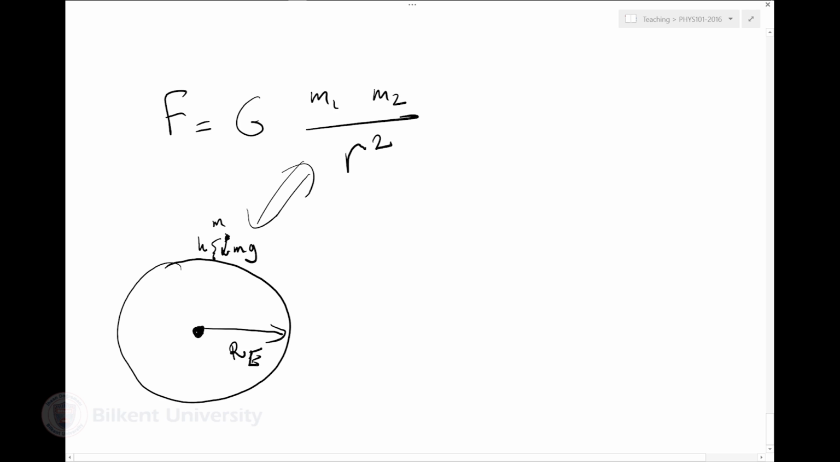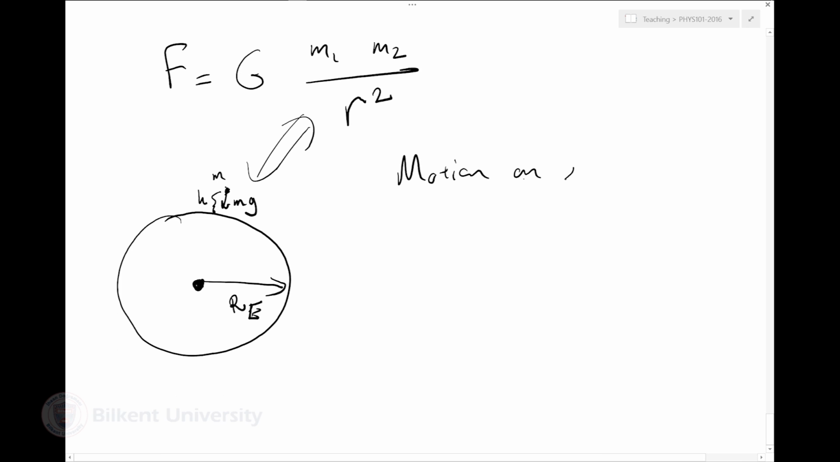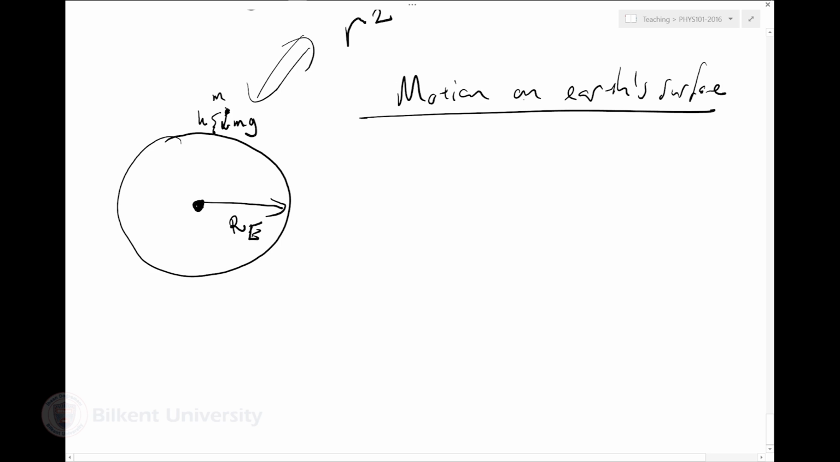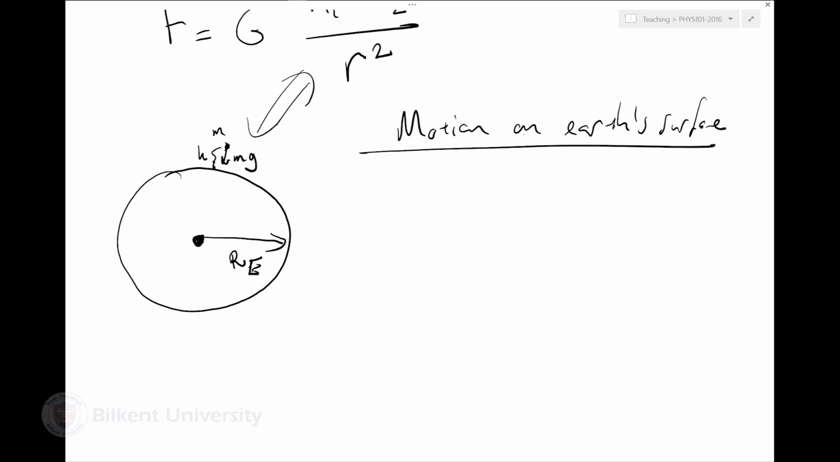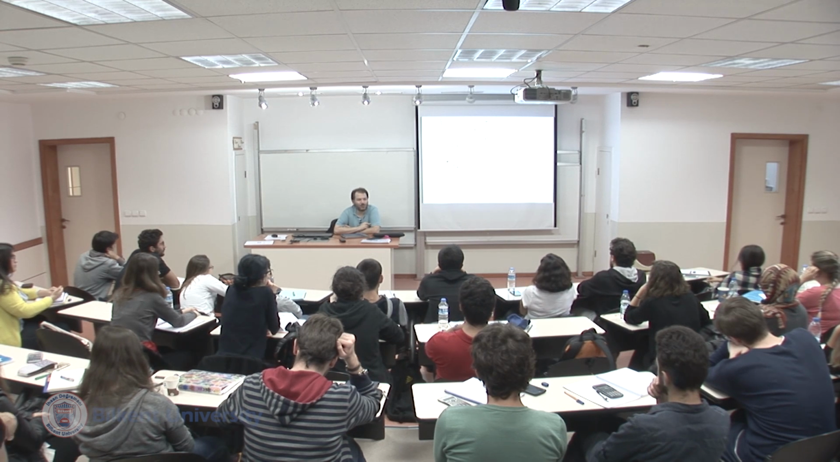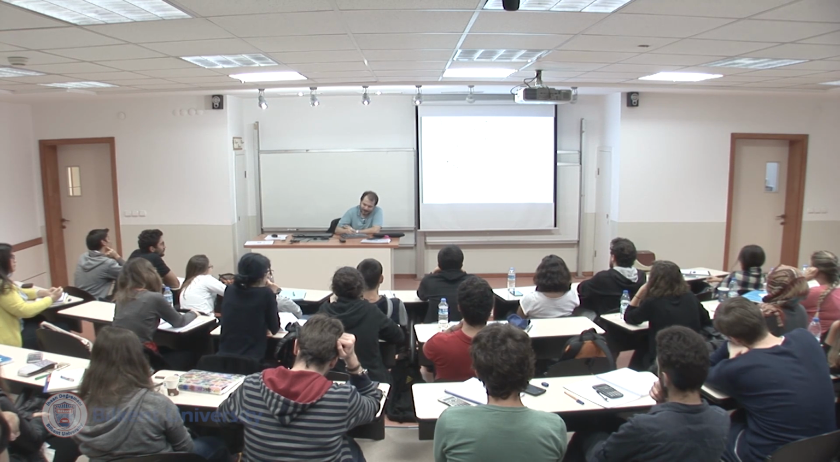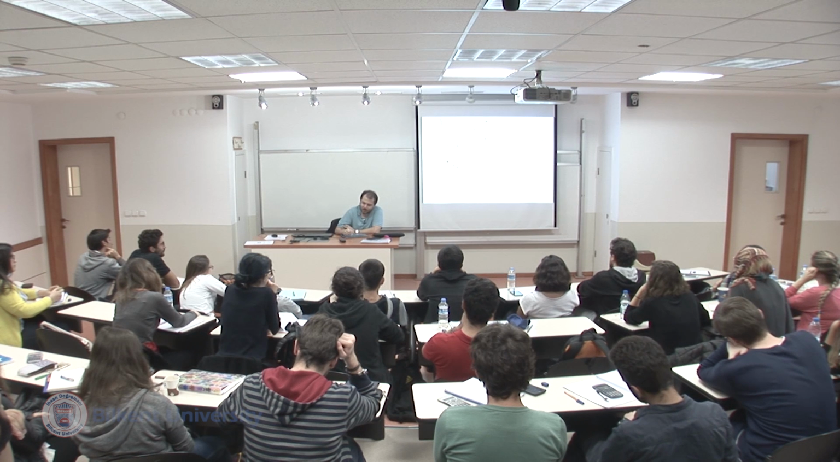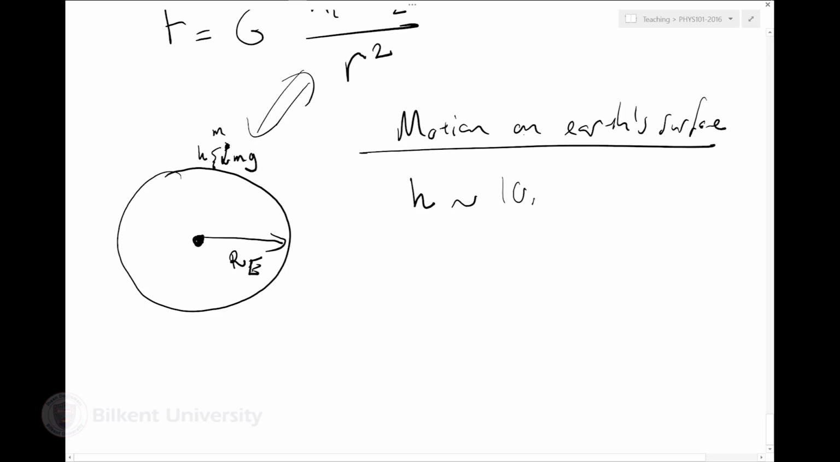Here's the thing. Motion on Earth's surface. What do I mean by Earth's surface? What's the typical value of h I would use? A few meters, maybe. So far that's what I said. Let's take h to be 10, maybe 100, maybe 1,000 meters.